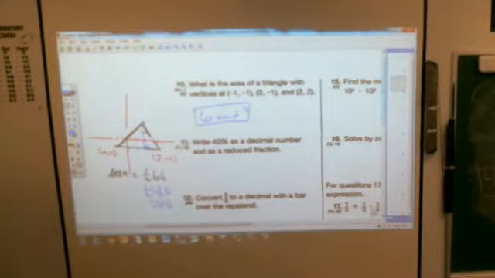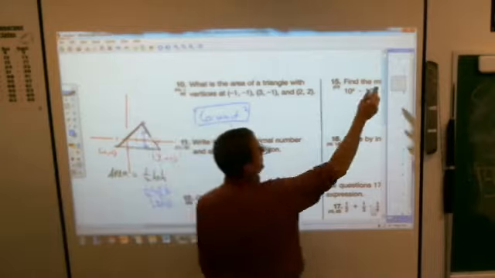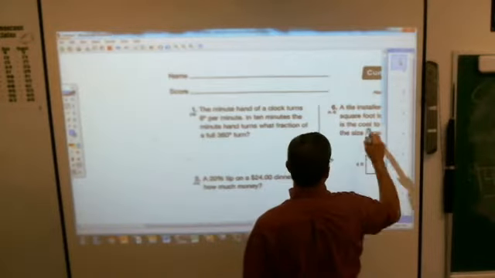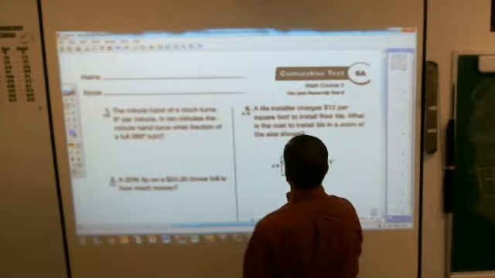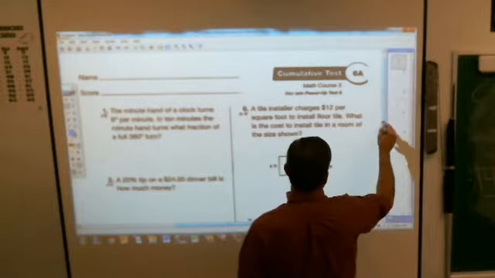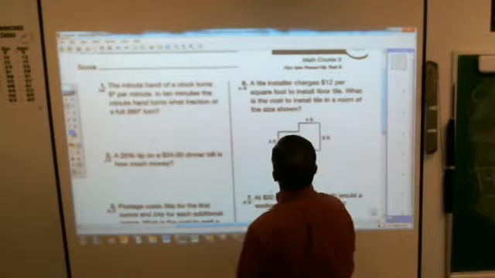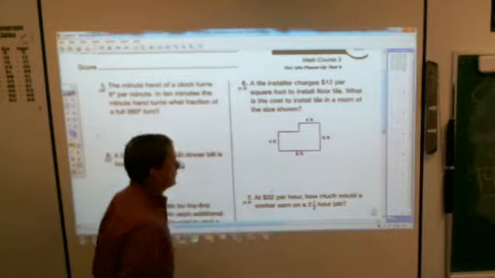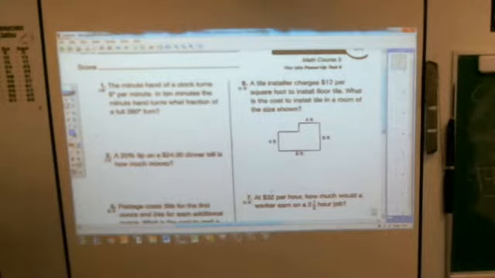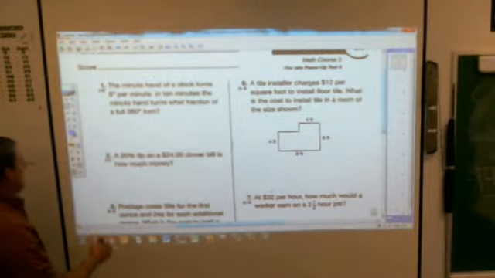Unit number 6. Love to. A tile installer charges $12 per square foot to install the floor tile. What is the cost to install the room with the size shown?